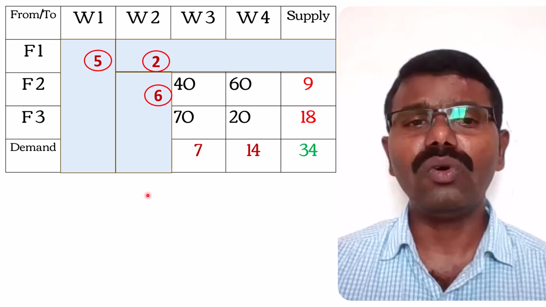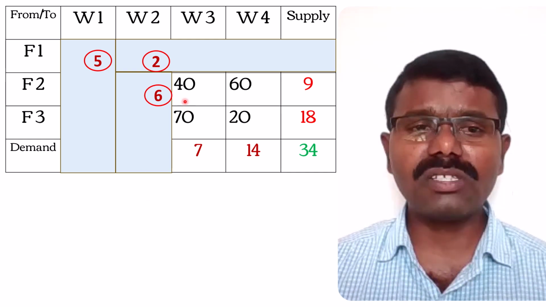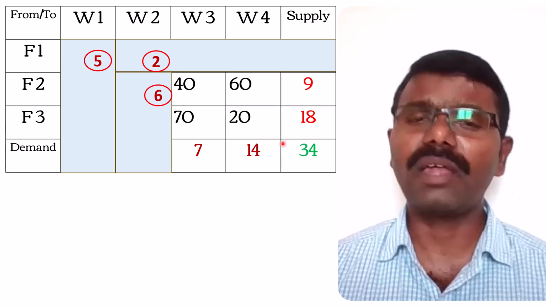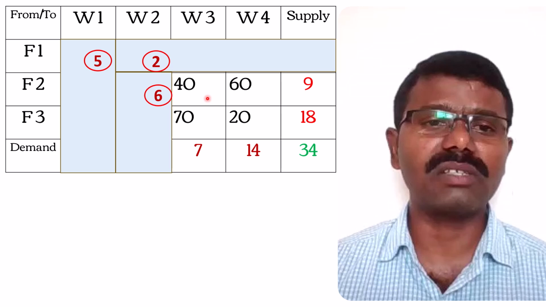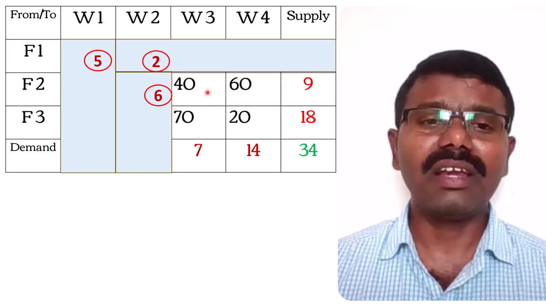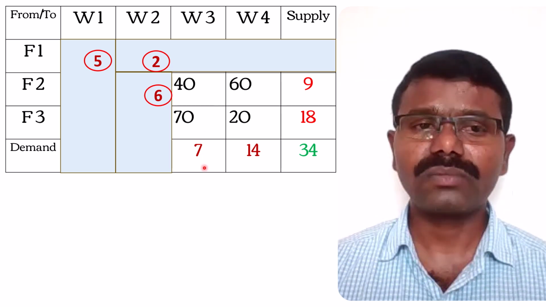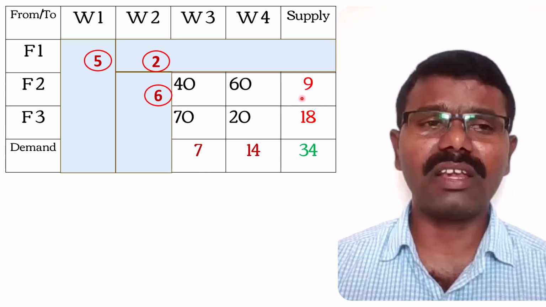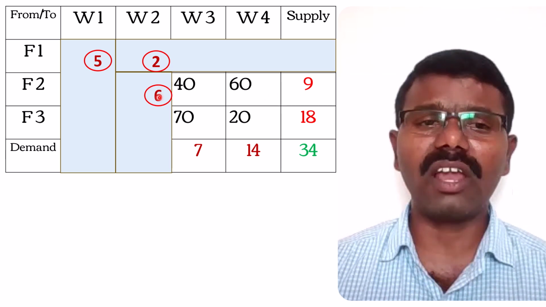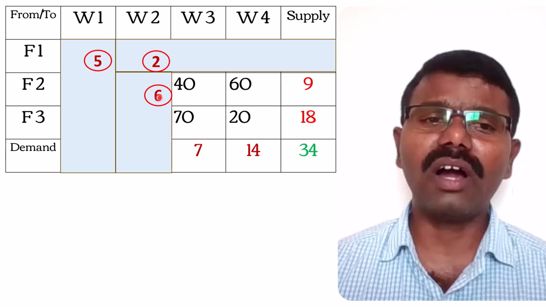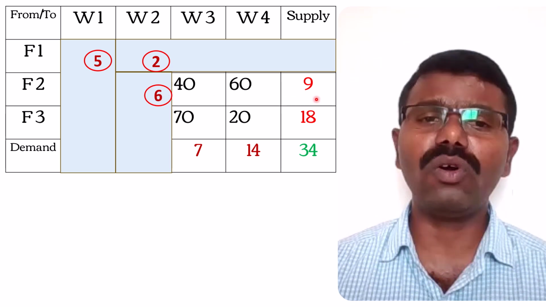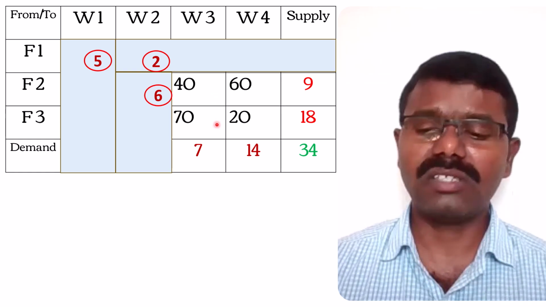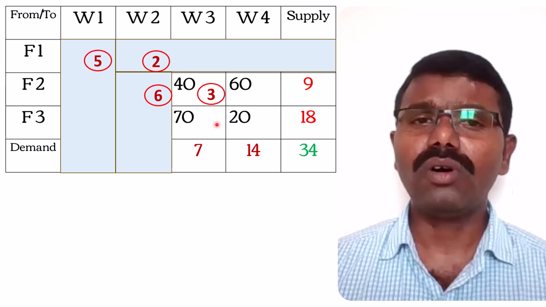Then we will go to the remaining 2 by 2 matrix. Now this is the 2 by 2 matrix. Out of this 2 by 2 matrix, what is the top left corner? That we will see. The top left corner will be this. This top left corner has a demand of 7. But here we need only 9 units from factory 2, and out of 9, 6 are already allocated to warehouse 2, which we can't allocate again. So 9 minus 6, only 3 is available here. So the maximum we can allocate is 3 units to this cell. So you allocate 3 units to this cell.